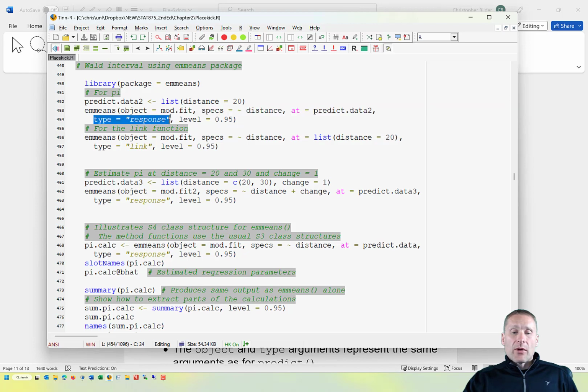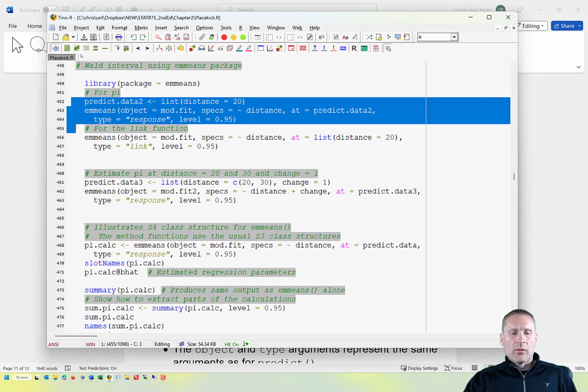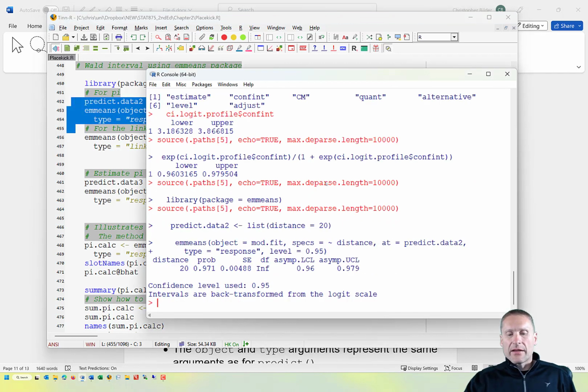Type of predictions, I want to predict the response. What this translates into is I want to come up with pi hats, and then I can specify my confidence level, let's say 95%. So if I go ahead and run this, this is what I get. This again is a Wald confidence interval.